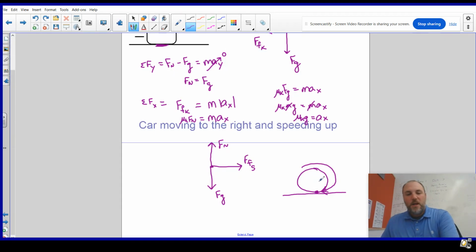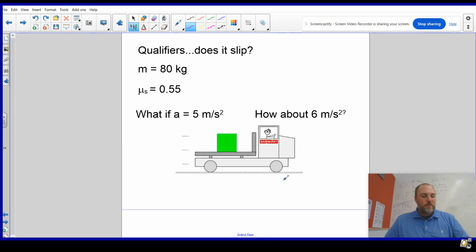Okay? There's one more example that I want to do, and these are what I would call qualifiers, in that it's not clear whether this should be static or kinetic friction. So we actually have to check first. The way that we're going to check is we'll assume it's static friction until we find out that it's not. And if we find out that it's not static friction, then we'll go back and do it as a kinetic friction type of problem. But the way that we can qualify it is by maxing out the static friction.